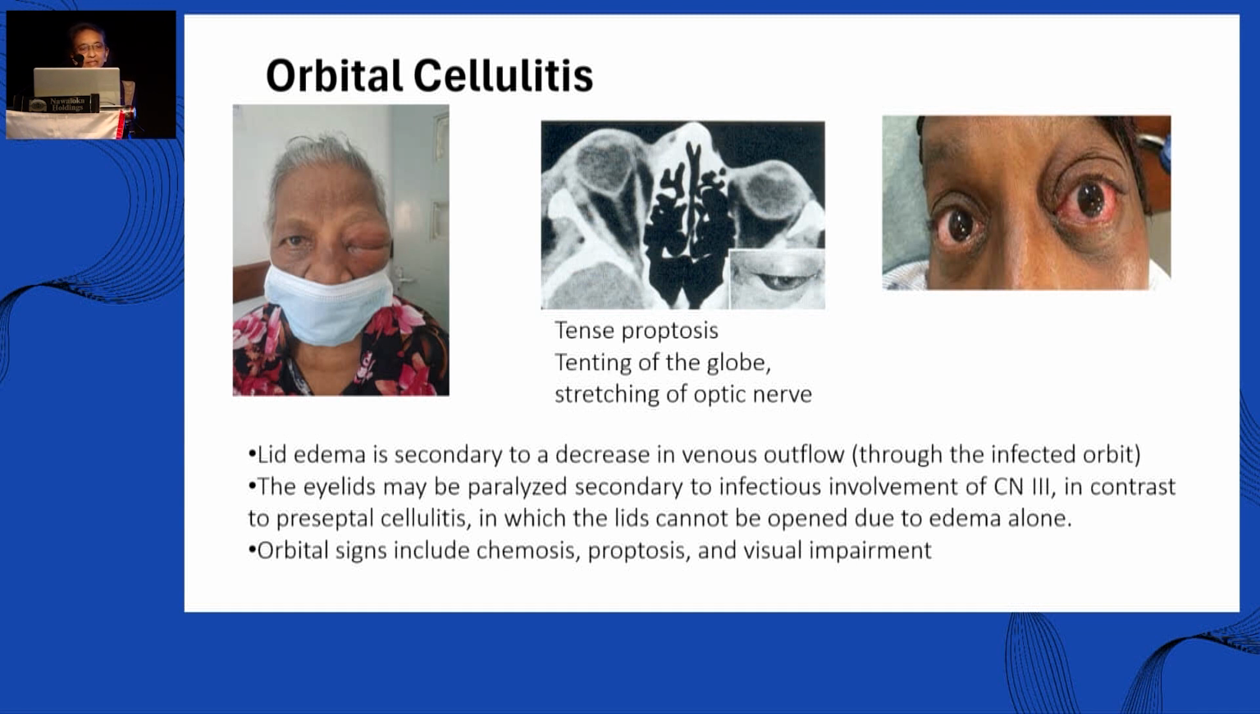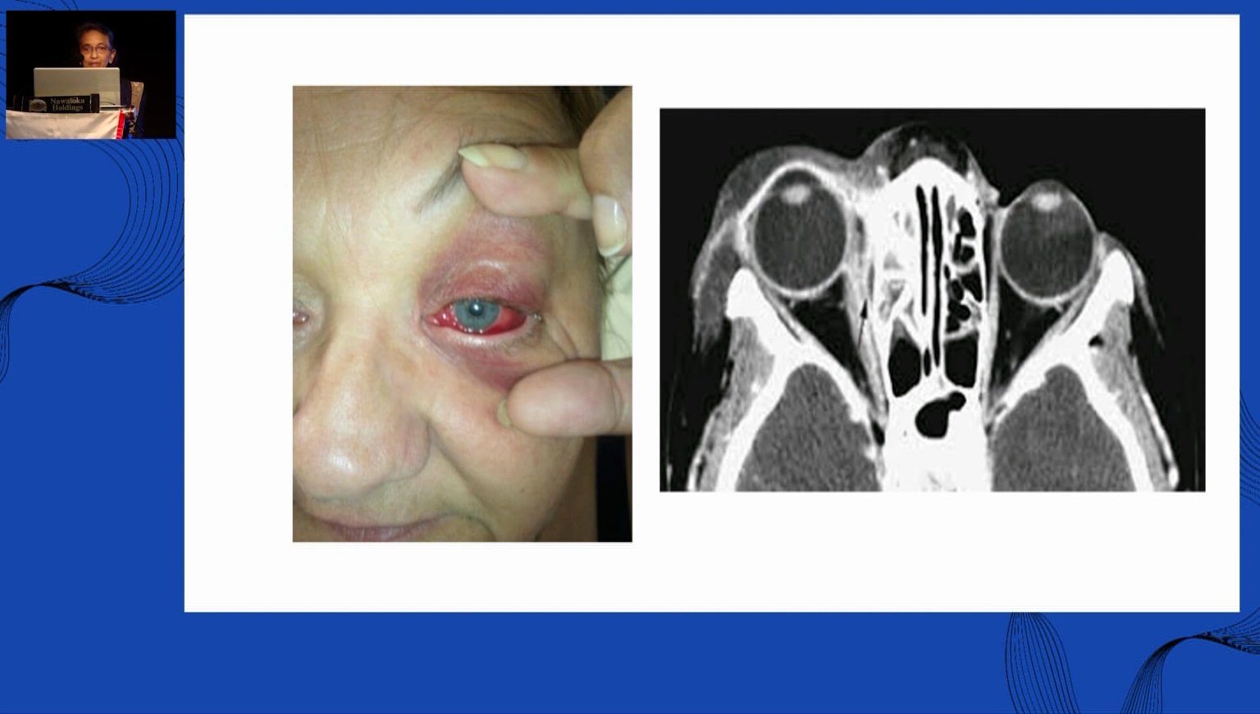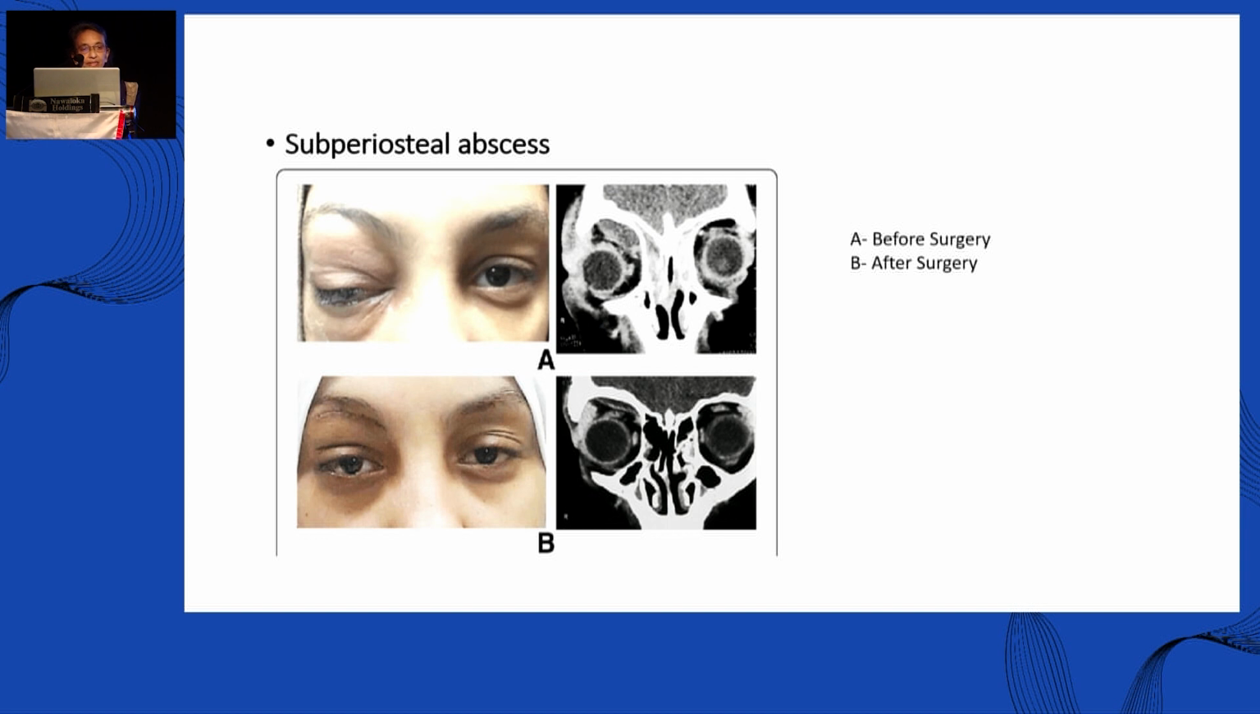There is proptosis, lid edema, and chemosis, proptosis, visual impairment, all that is there. These are different patients. Then the CT scan in the middle shows what simple orbital cellulitis looks like: the tense proptosis, tenting of the globe, stretching of the optic nerve. In this one I don't have the CT, but in the middle the CT scan shows ethmoid sinusitis, which is supposed to be the more common cause of orbital cellulitis. The next one is subperiosteal abscess.